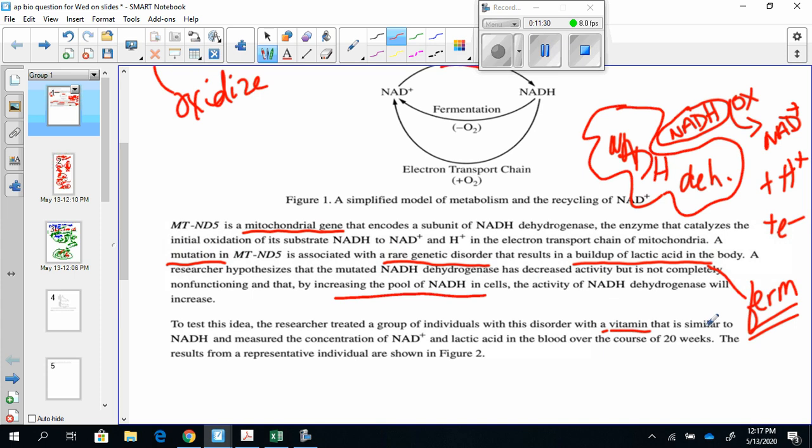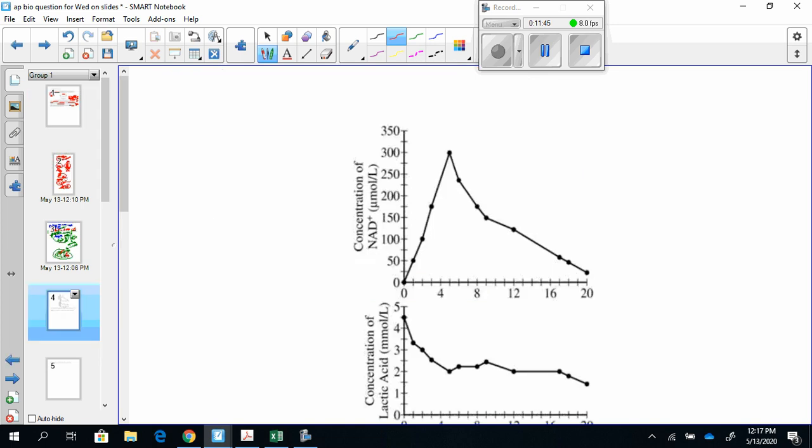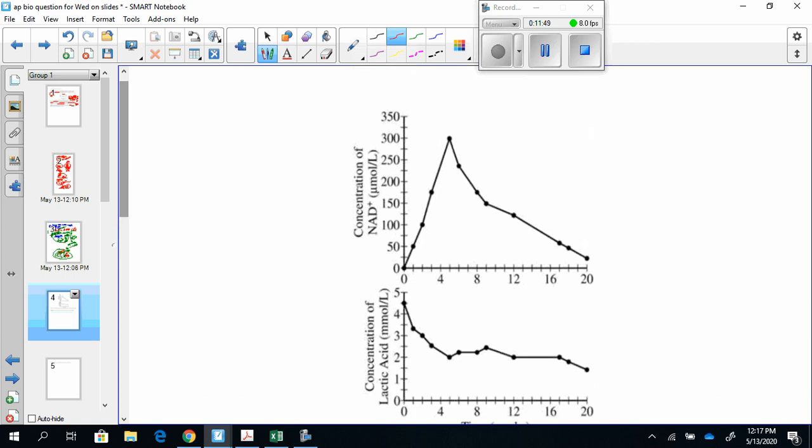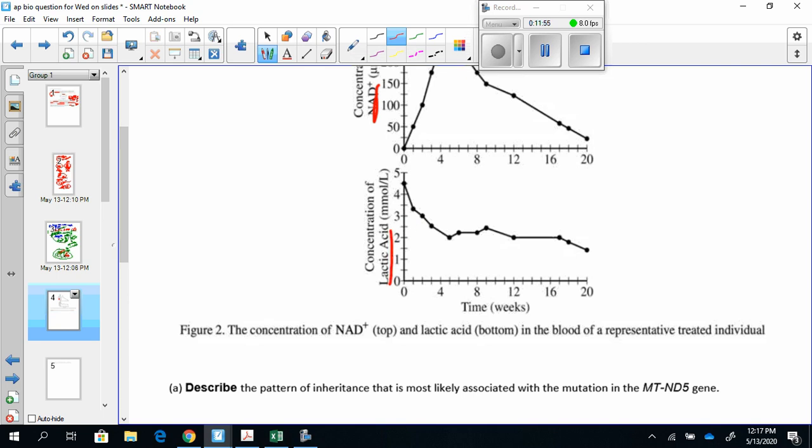All right, to test this idea, a researcher treated a group of individuals with the disorder with a vitamin that's similar to NADH and measured the concentration of NAD+ and lactic acid in the blood over the course of 20 weeks. The results are shown in figure 2. All right, let's look at figure 2. So here's figure 2, and it's showing me the concentration of NAD+, and it's showing the concentration of lactic acid.